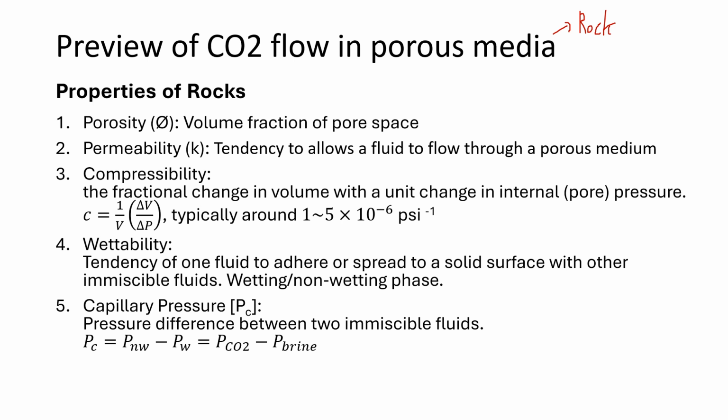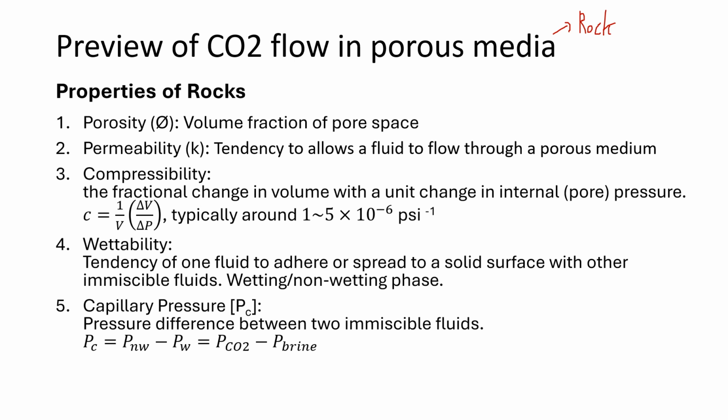Here we have a very quick preview of several key properties of the rock that we have to consider. The first property is porosity. Porosity is simply defined as the volume fraction of the pore space compared to the bulk volume. So 10% porosity indicates that 10% of the volume is pore. Let's say if you have 1 cubic meter of the rock, that means we have 0.1 cubic meter of pore space in that rock.